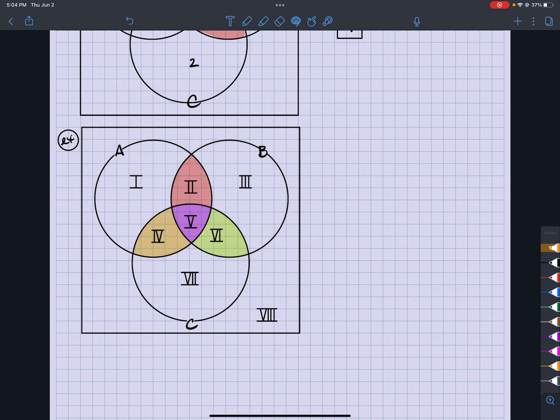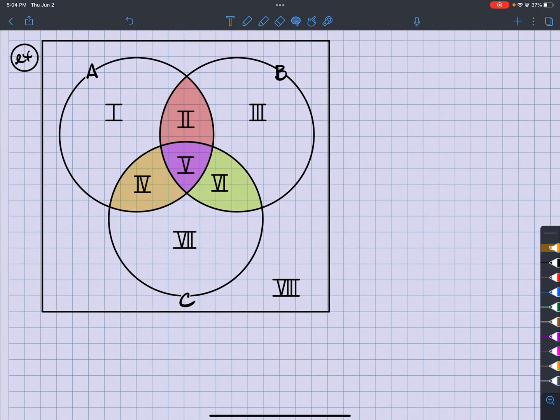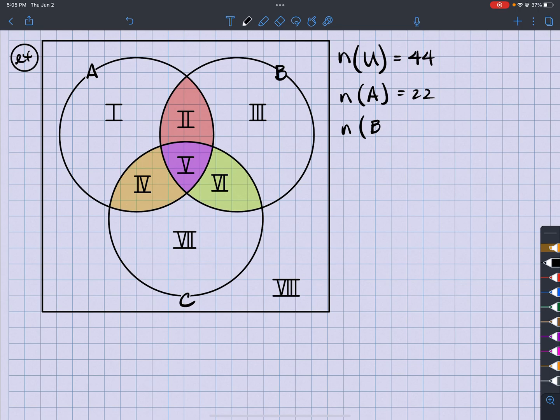Okay, so let's say that we're given this. However, we're going to be given cardinal numbers of certain things. For example, the cardinal number for the universal set is 44. The cardinal number for set A is equal to 22. The cardinal number for set B is also 22. The cardinal number for set C is equal to 18.